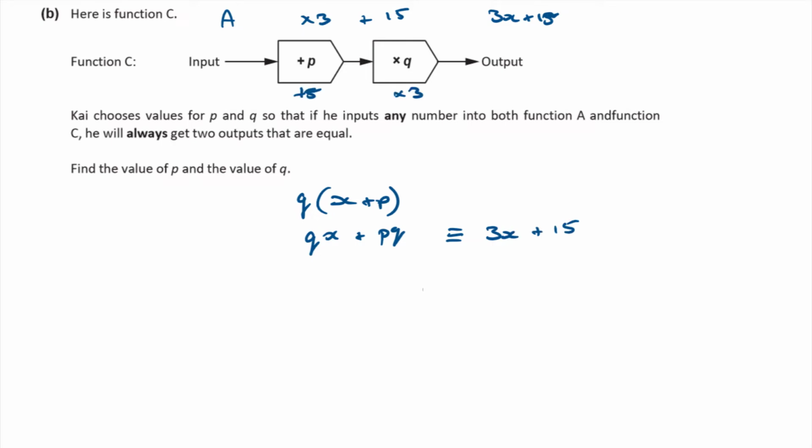Now, comparing the left-hand side with the right-hand side, can you see I've got a q in front of the x, and that's the same thing as that 3 there, isn't it? So my value of q must be equal to 3. And my pq part here must be the same thing as 15. So if pq equals 15, and I know that q is 3, then p is going to be equal to 5. So they're my two solutions. If these are equivalent functions, then it must be that q is 3 and p is 5.